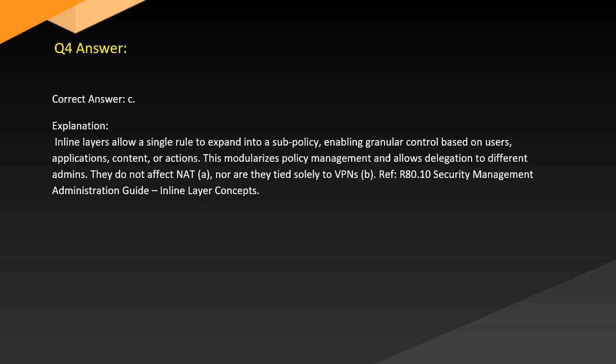Answer. Correct answer: C. Explanation. Inline layers allow a single rule to expand into a sub-policy, enabling granular control based on users, applications, content, or actions. This modularizes policy management and allows delegation to different admins. They do not affect NAT, nor are they tied solely to VPNs. B. Ref: R80 Security Management Administration Guide, inline layer concepts.